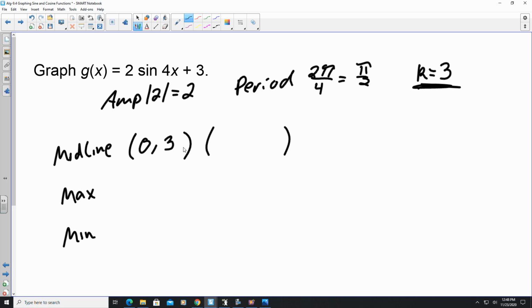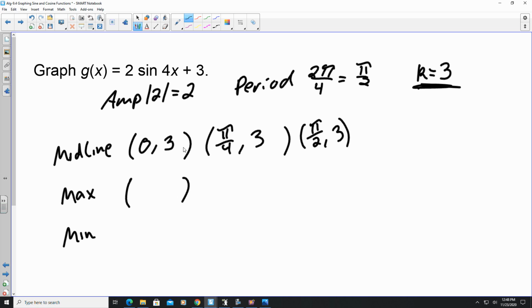Next, it's going to be the period times 1/2, so it's going to be pi over 4, 3. And then the third one is going to be the period, which is pi over 2. So that's pi over 2, 3. So those 3 points are there.